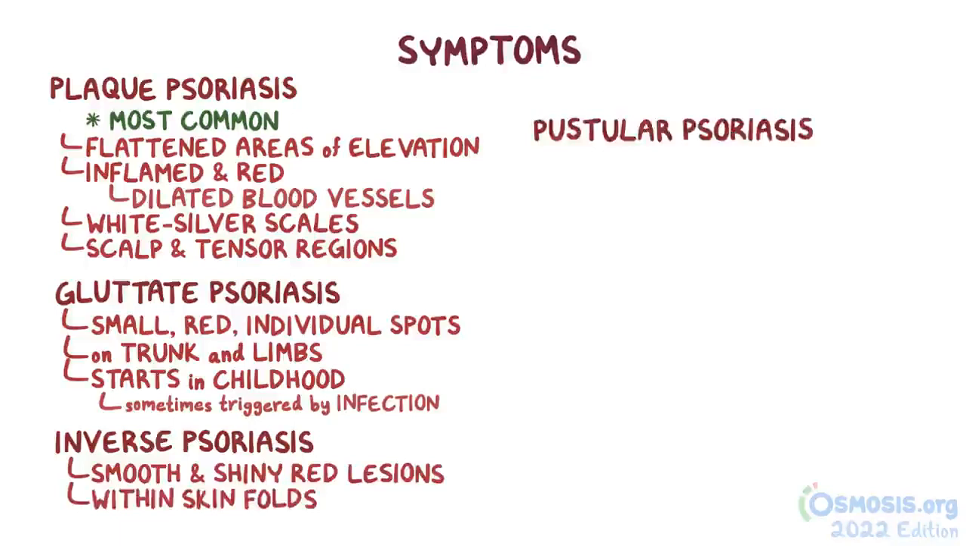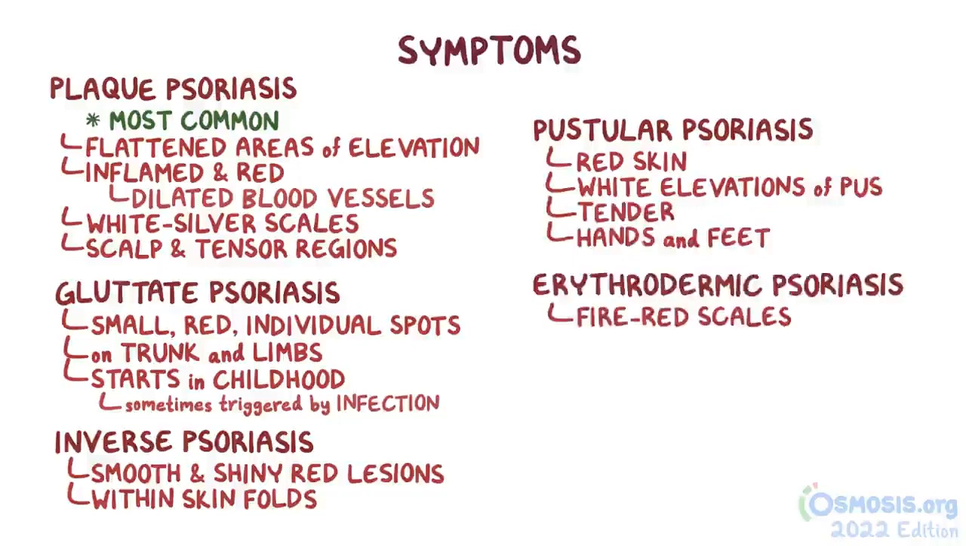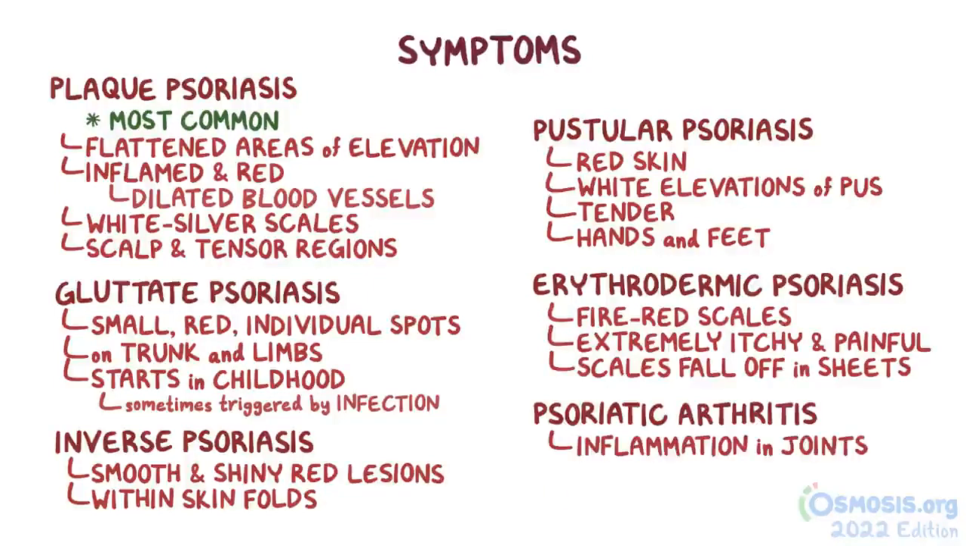Pustular psoriasis appears as areas of red skin with small, white elevations of cloudy pus, formed from dead immune cells. They are usually tender and form on the hands and feet. And erythrodermic psoriasis appears as fire-red scales that can cover any large area of the skin. They are often extremely itchy and painful and fall off in large sheets. Psoriatic arthritis manifests as inflammation in the joints. Nail pitting, shallow or deep holes in the nails, may appear in any subset.